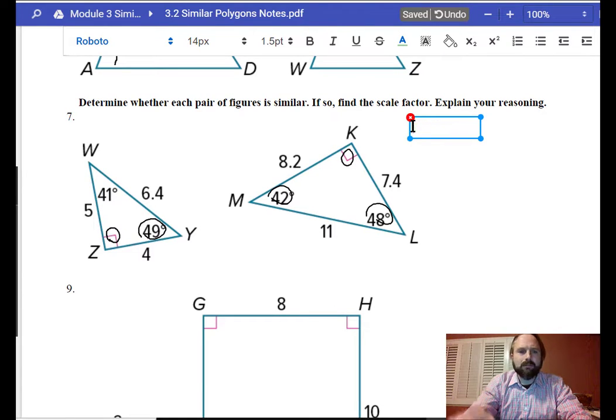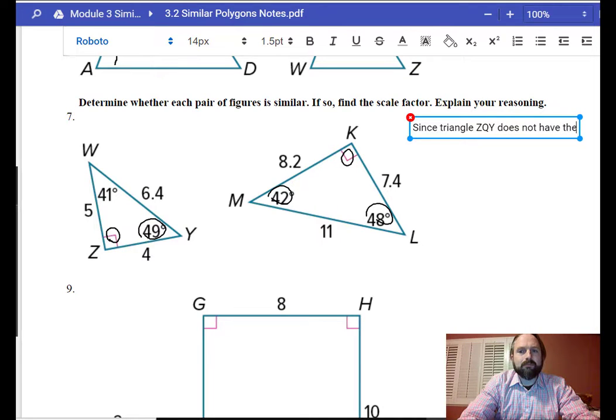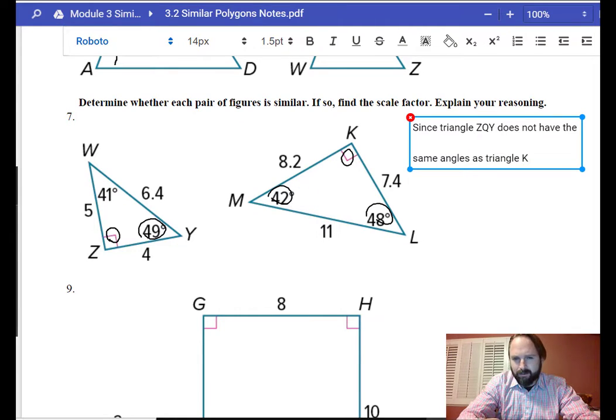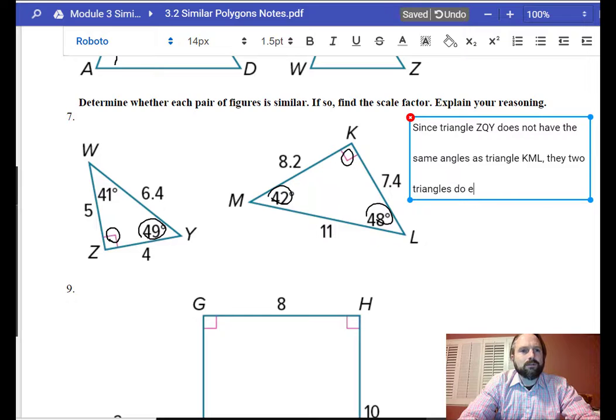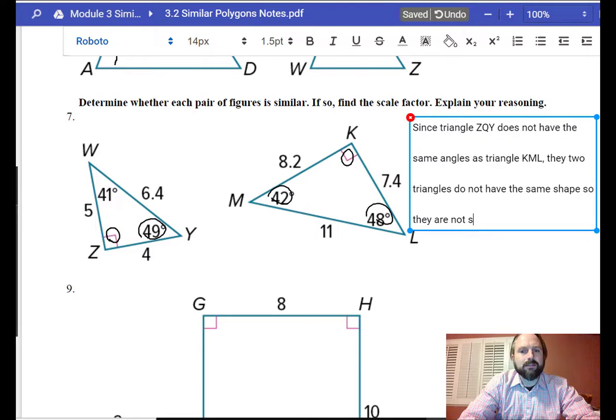Now let's make sure we write this. Since triangle ZWY does not have the same angles as triangle KML, the two triangles do not have the same shape, so they are not similar.